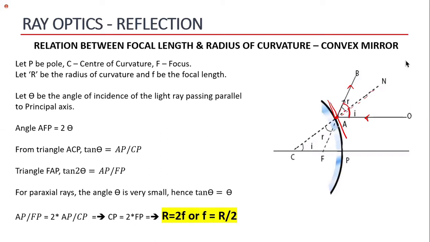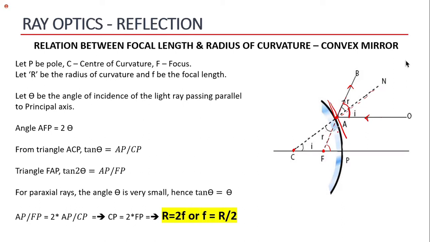Clear? Now I'm going to retrace this, so it appears to be coming from the focus. This normal, if I extend it, will be coming from the center of curvature. With this, it is making angle I. So this with this makes angle R. This total is I plus R. So this will be I plus R, and I and R are equal.